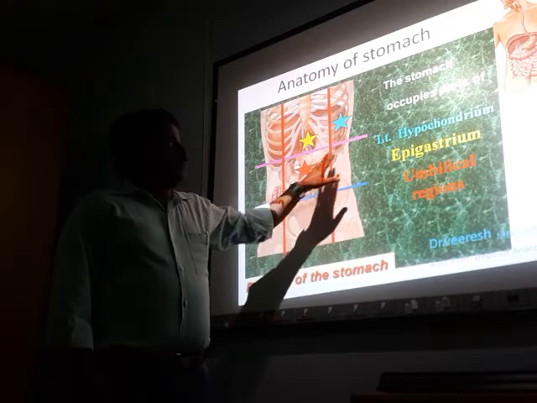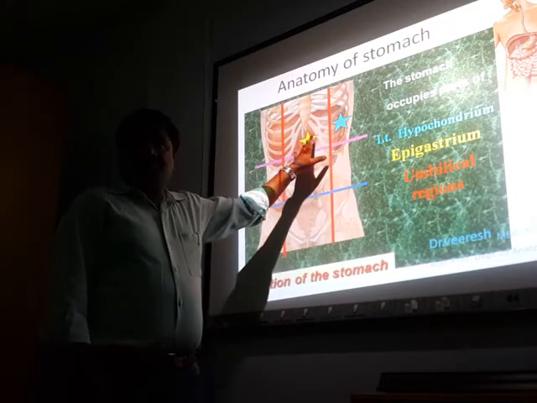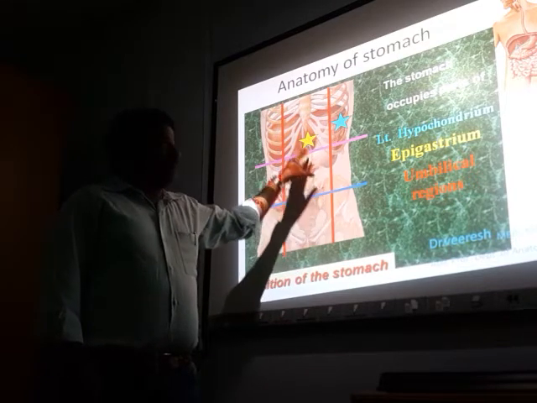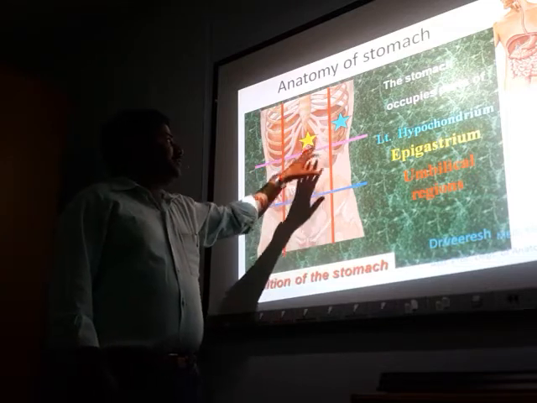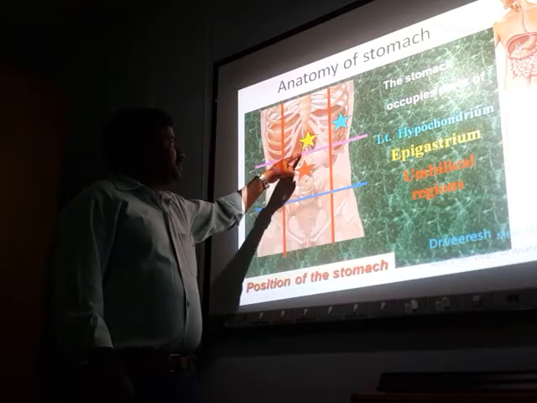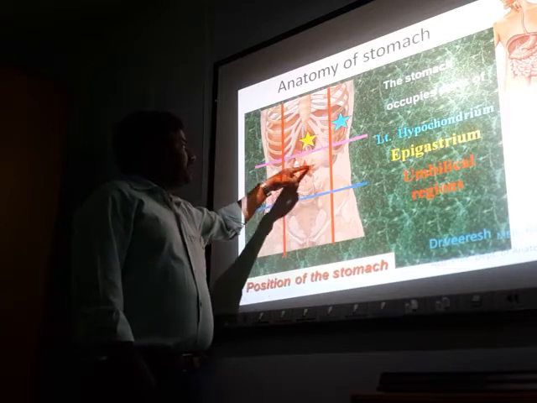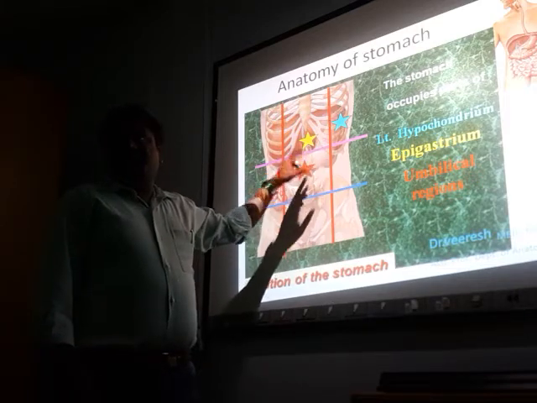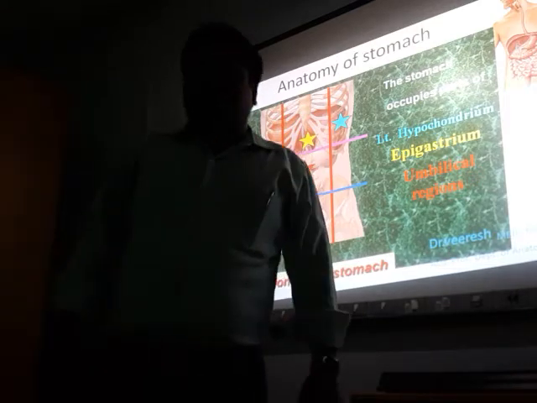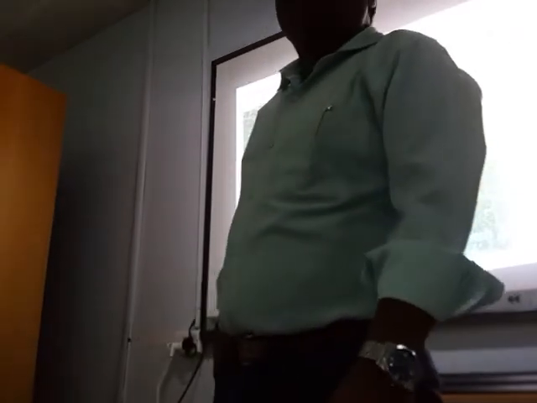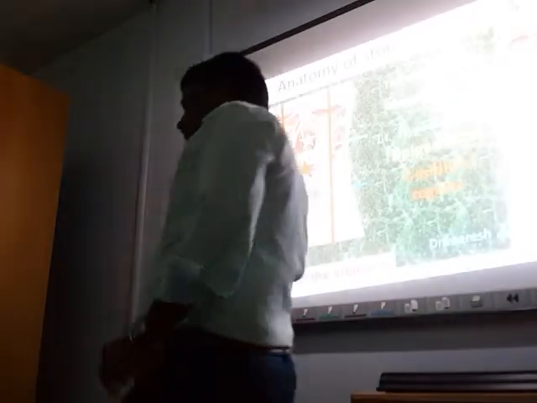The position of the stomach is in these 3 areas. What are they? Left hypochondrium, epigastrium, and umbilicus. You can see it here, this is the stomach. So what is the position of the stomach? It is present in the epigastrium, umbilical, and left hypochondriac regions or quadrants of the abdomen.